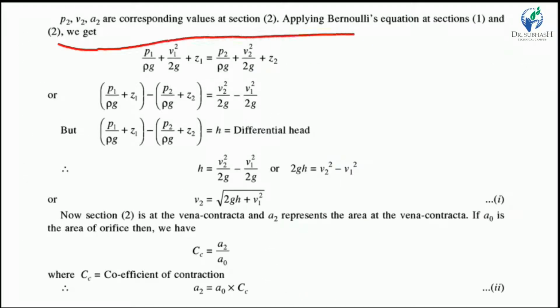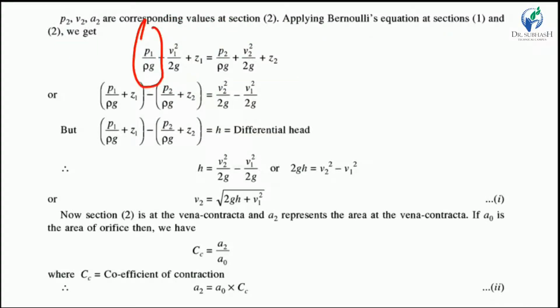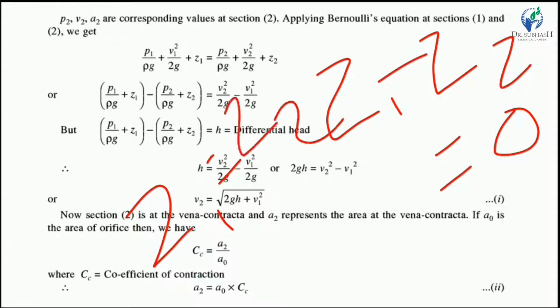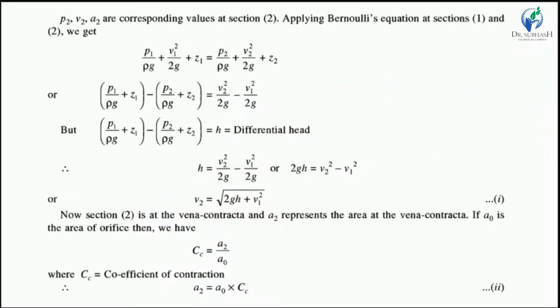Now we apply Bernoulli's principle at section 1 and section 2. We know that in Bernoulli's principle, three energies are considered: pressure energy, kinetic energy, and potential energy, and we take the summation of all three at section 1 and section 2. The orifice meter is horizontal, so the potential energy difference Z1 minus Z2 is 0, because Z1 is equal to Z2. The datum height is not different at both sections because the pipe is horizontal, so the potential energy does not affect this equation.